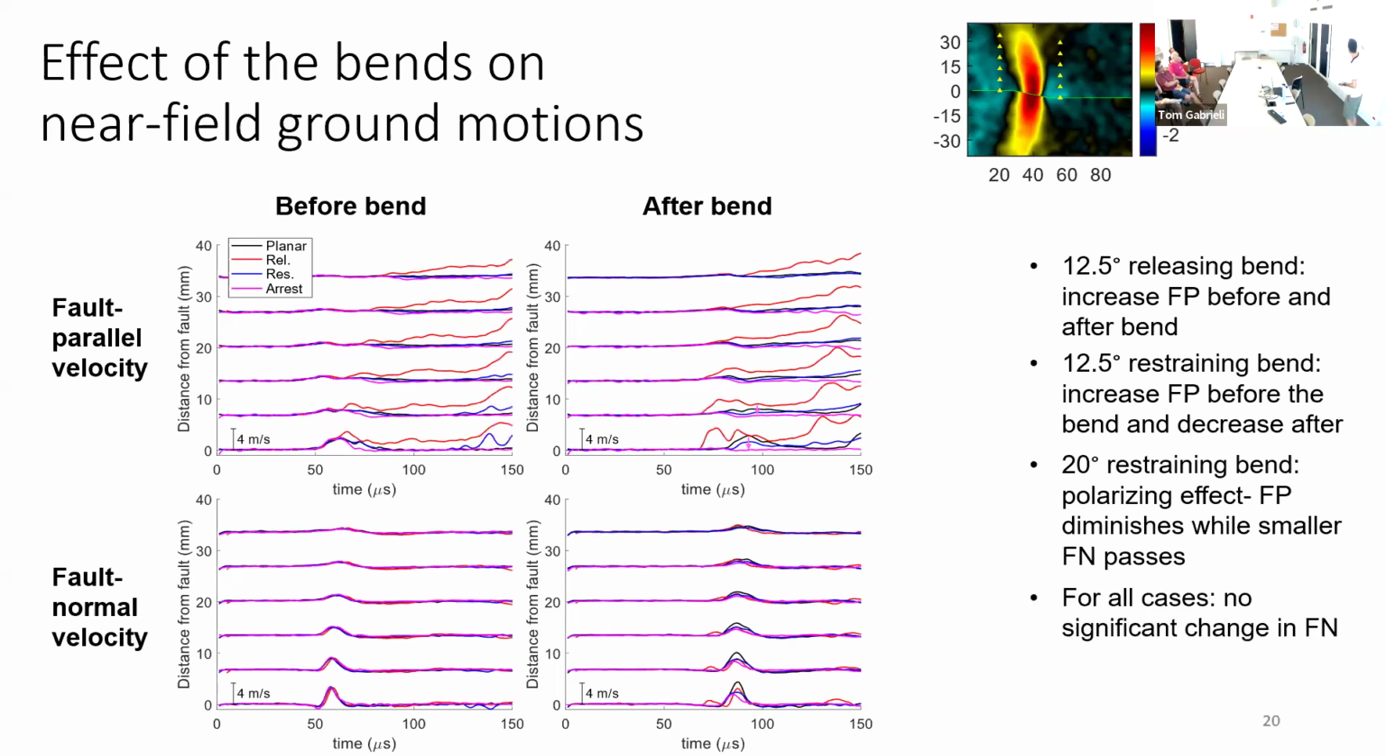And if we look at everything together, we see that the fault parallel velocity is very, very different in all the experiments, but the fault normal is not that affected, like we see here. So the band mostly affects the fault parallel component, not the fault normal.